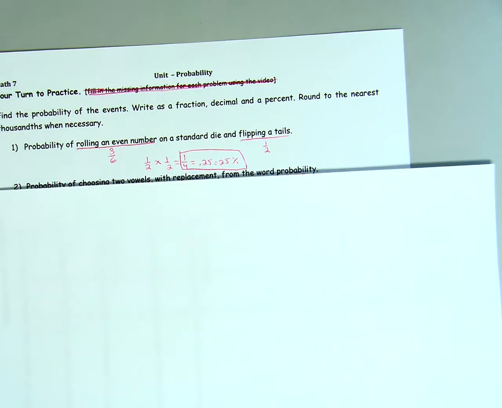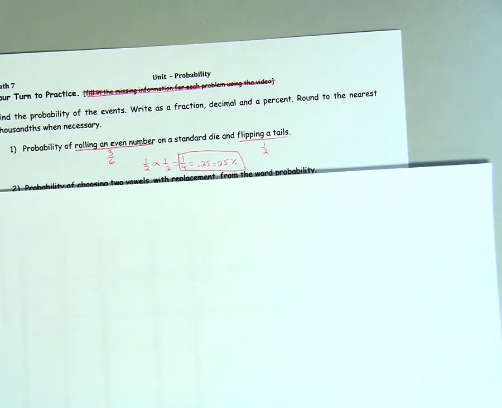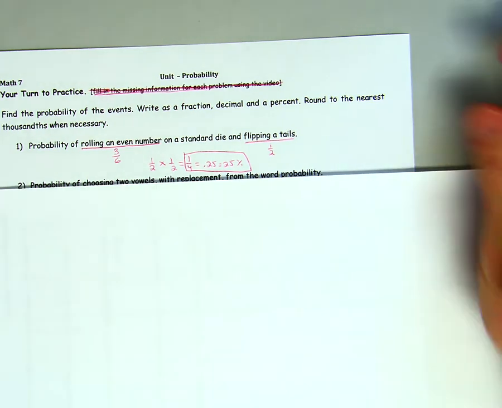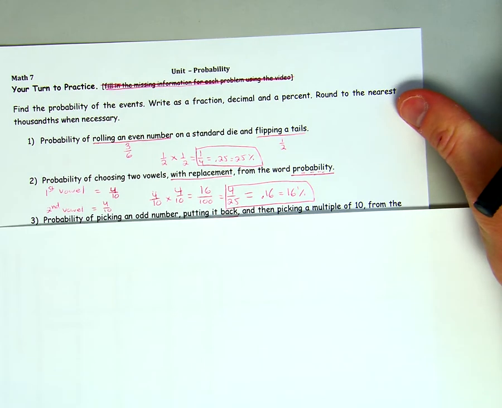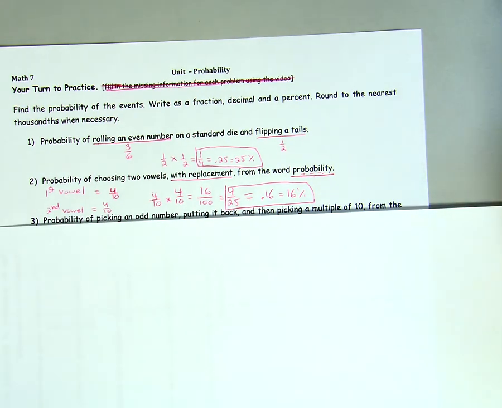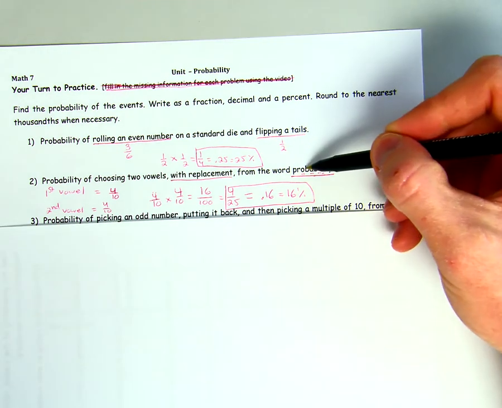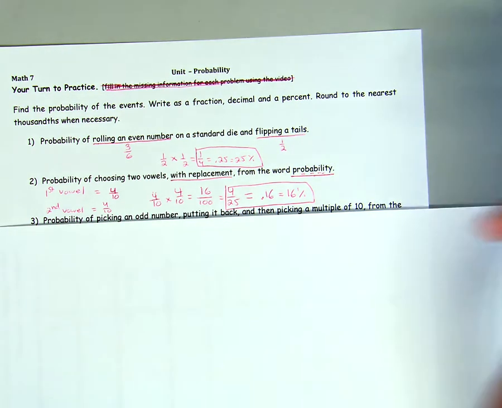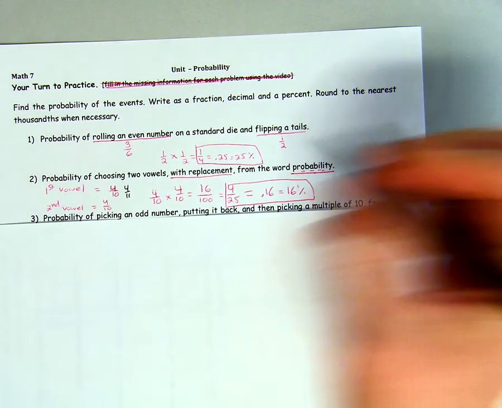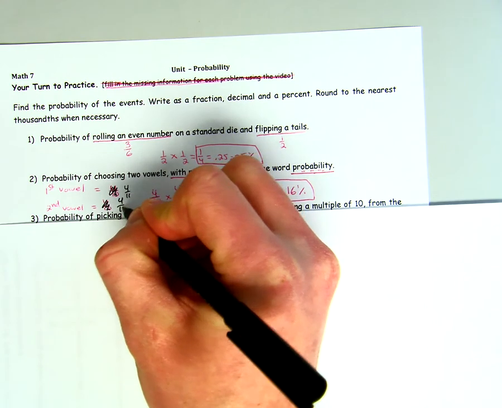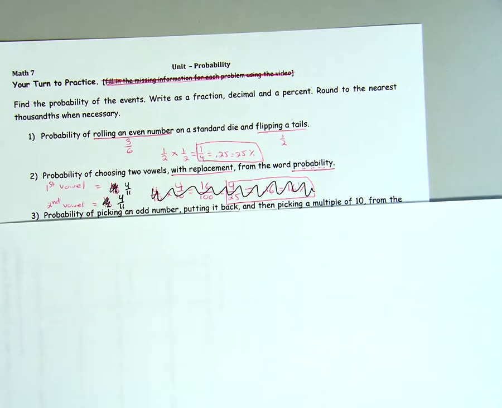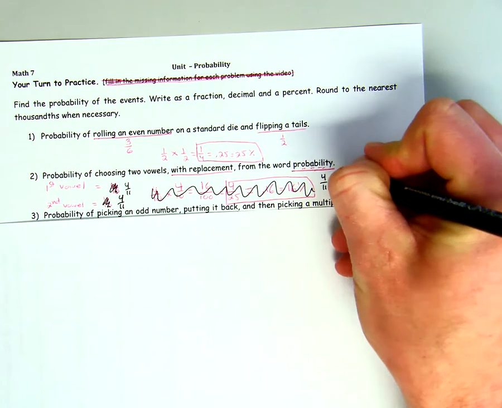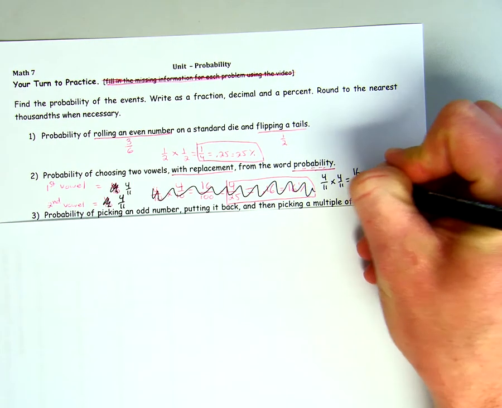Okay. My first one, I have a probability of rolling an even number and flipping a tails. Each is a half probability. So half times half is 0.25 or 25%. Number two, probability of picking two vowels with replacement from the word probability. First vowel would be, let's see, 1, 2, 3, 4, 5, 6, 7, 8, 9, 10, 11. Ooh, should be 4 out of 11. Okay? So let's get rid of that. And I'm going to put it back, and I'm going to go ahead and pick another one, which should be 4 out of 11. So we should do 4 elevenths times 4 elevenths, which equals 16 over 121.